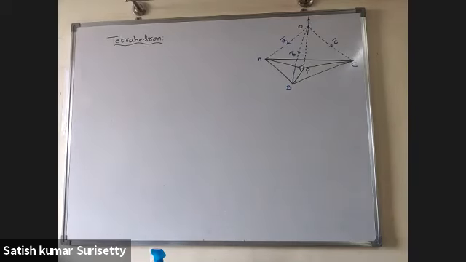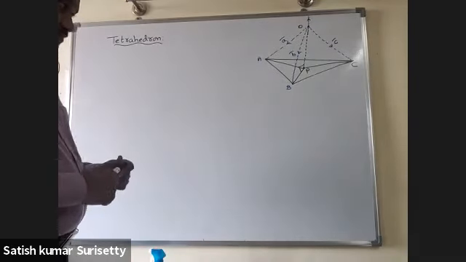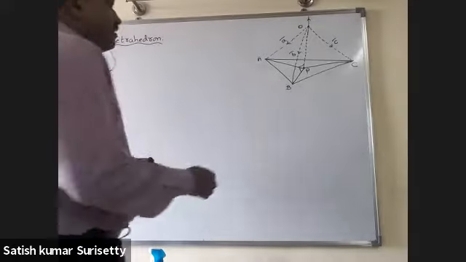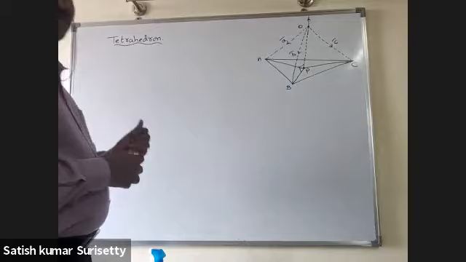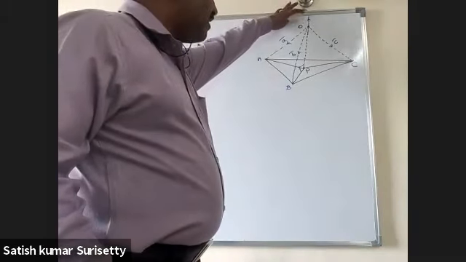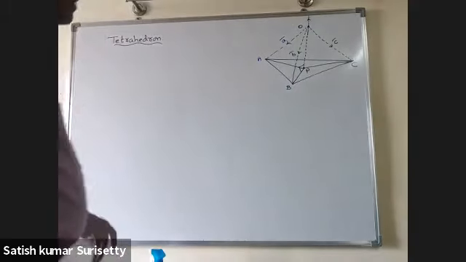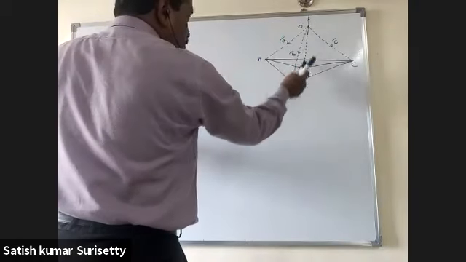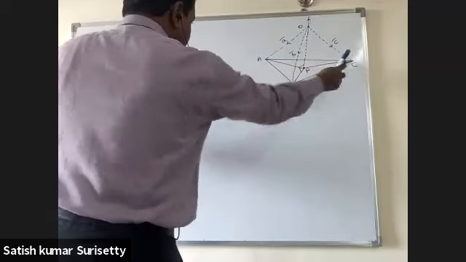A right pyramid with triangular base is called a triangular pyramid or tetrahedron. Now, what is the meaning of right pyramid? The vertex will be exactly above the center of the base. That is, OP will be perpendicular to the base triangle ABC.